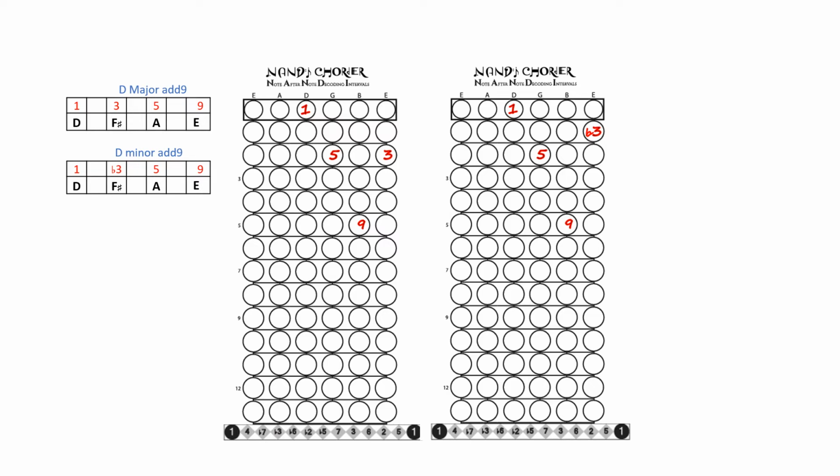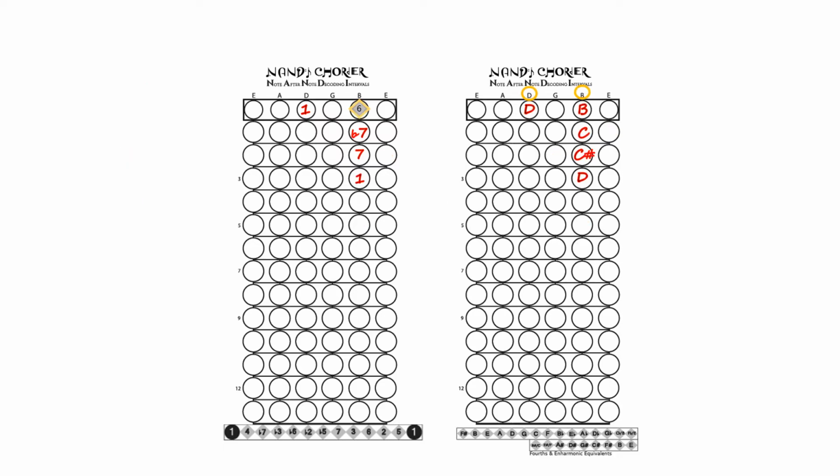9 is simply 2, though an octave higher. While sus chords don't contain the third, major add 9 and minor add 9 are basic major and minor triads with the added ninth. Now that we've identified triads and 3-note chords, we can move on to 4-note tetrads.